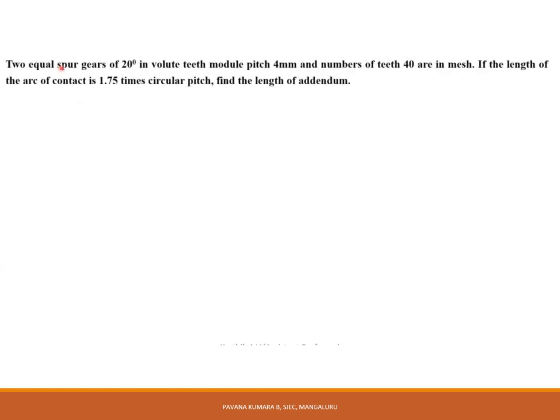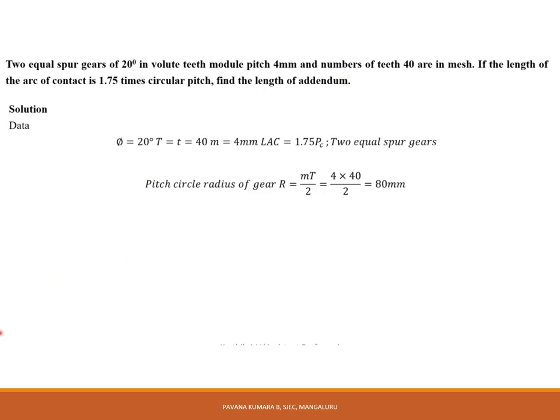Two equal spur gears of 20 degree involute teeth, module 4 mm and number of teeth 40, are in mesh. The length of arc of contact is 1.75 times the circular pitch, that relation is given. Find the length of the addendum. Given data: phi is given, capital T is equal to small t is equal to 40, because the two spur gears are equal. Length of arc of contact is equal to 1.75 times the circular pitch. Circular pitch we can denote by Pc.